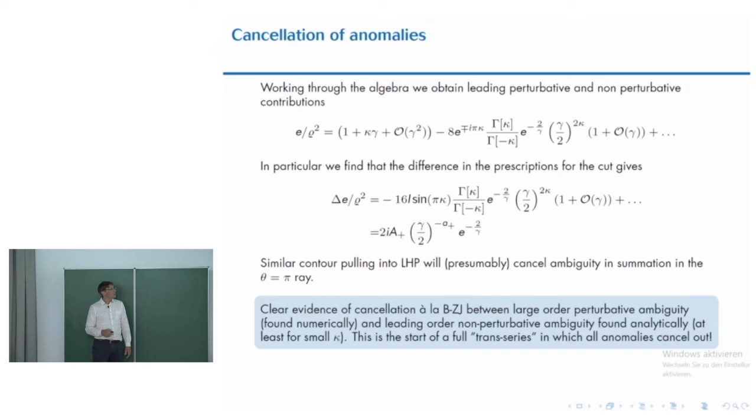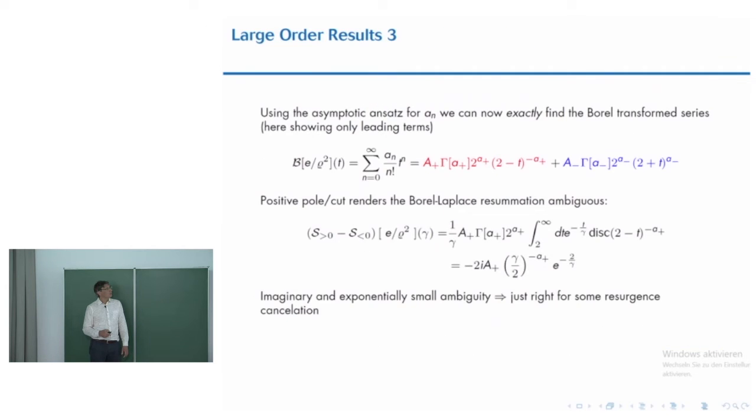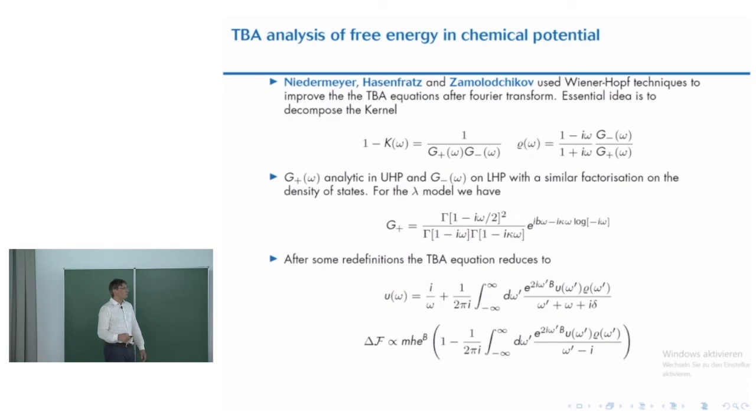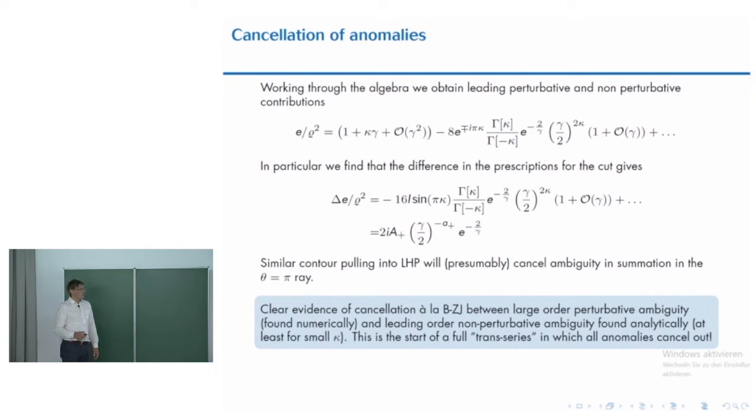In fact, this expression here, which comes from the non-perturbative ambiguity at leading order, precisely matches this expression here, which came from the numerical 35 orders, resummed, processed multiple times, etc. So what we found here is clear evidence of the same cancellation mechanism we saw right at the beginning in quantum mechanics, this BZJ cancellation. Presumably this is the start of a full trans-series in which all sorts of these non-perturbative ambiguities will cancel out.